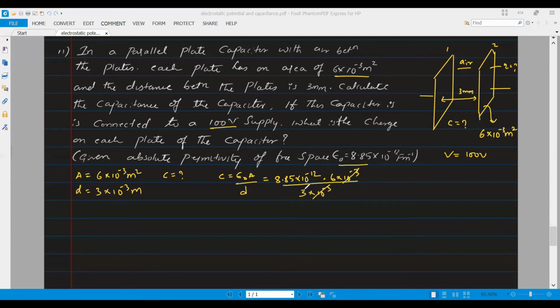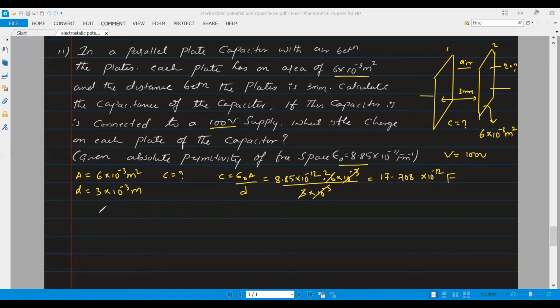So this and this get cancelled, so this is going to be 17.708 into 10 to the power of -12 farad.